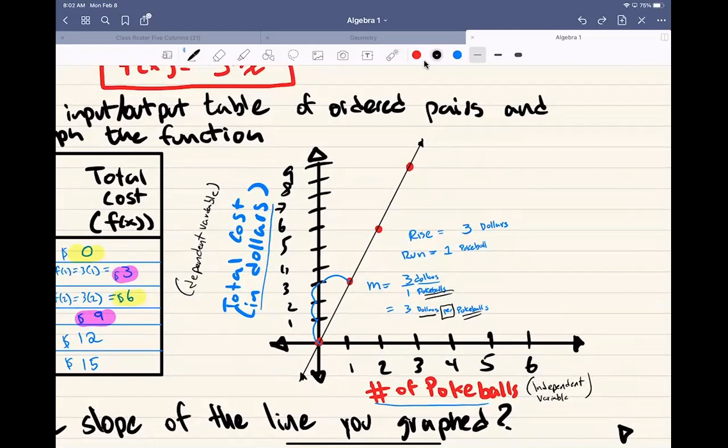Or decreasing, right? And then if you look at this graph, we know that the slope is positive because the price is increasing. You buy more Pokeballs, the price is gonna go up, right? So if the price is going up, you know that the slope is positive. If our graph were to go like this, that means there's some sort of discount, right? The price would be decreasing, but that doesn't make sense when you're buying things. The more you add, the more you pay.